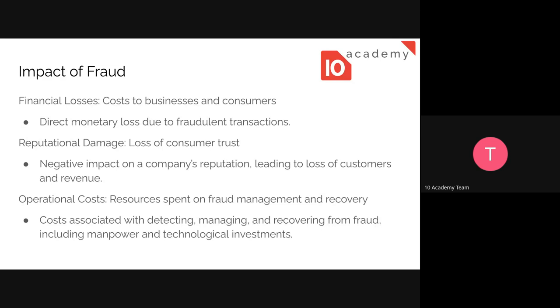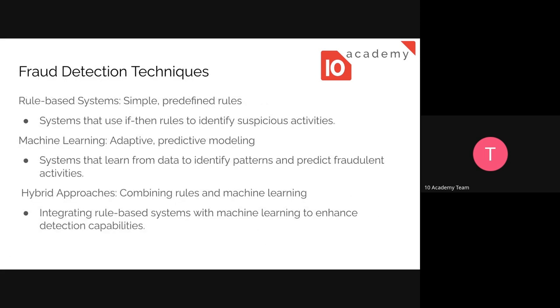Operational costs. To prevent this, these companies, the banks and other sectors, will allocate some budgets and costs to prevent these fraudulent acts and fraudsters. So there will be some operational costs. These costs are associated with detecting, managing, and recovering, and also some legal costs. This cost is operational cost. These are the impacts of fraud.